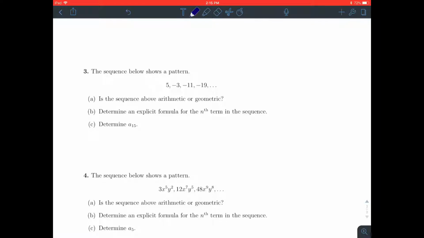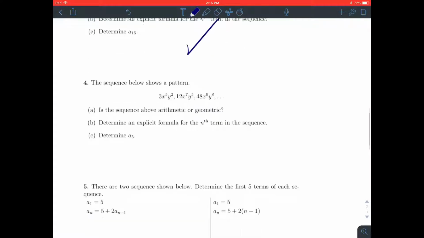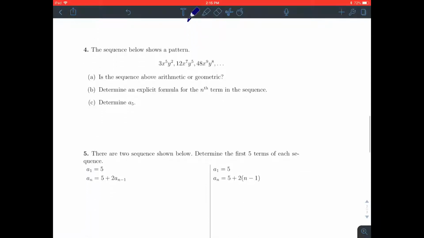For problem number 3, the sequence below shows a pattern. I'm actually going to let you guys figure this one out too. I think you'll have no problem working with negatives. So if that challenges you, great. For problem number 4, this problem looks crazy, so we definitely should go over this one.